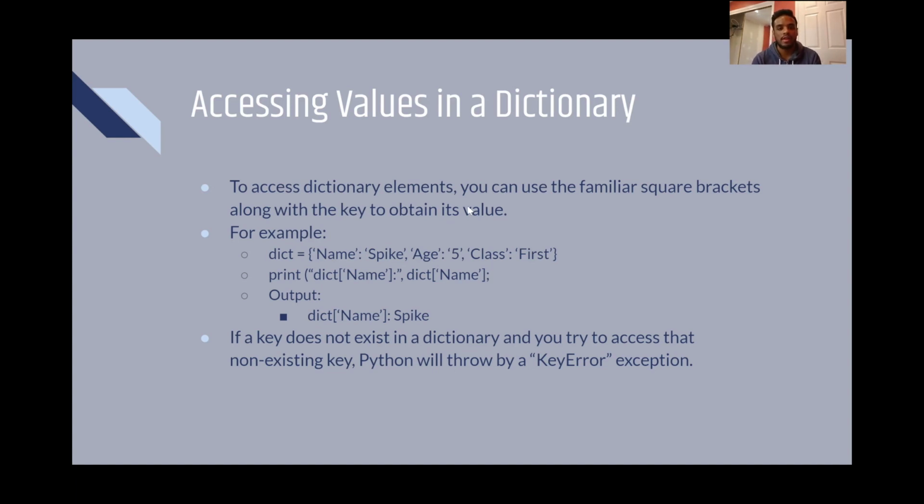So let's say in this dictionary, I try to access a key named address. When I print that out, there is no key named address in this dictionary. So what Python's going to do is, hey, I don't see a key named address in this dictionary, so I'm going to throw back an exception known as key error.